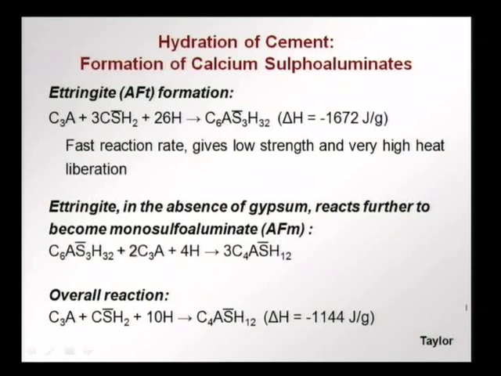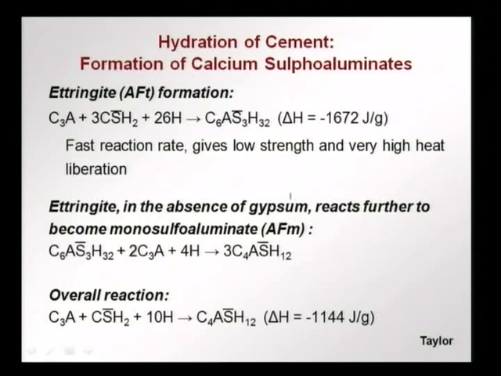Other than these two reactions, we also have the formation of ettringite and monosulfoaluminate, where we have C3A reacting with the gypsum and water to give us ettringite, and this occurs with a lot of heat evolution. This occurs very early on. It is a fast reaction, does not contribute much to strength, but it gives off a lot of heat, which again can affect the early cracking of concrete due to very high thermal stresses.